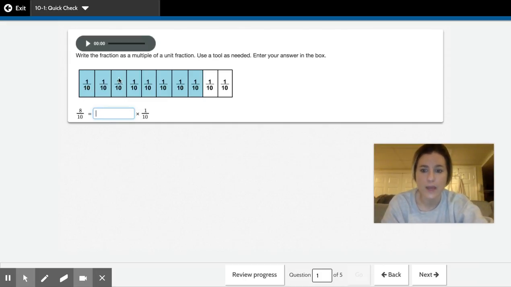So here we have tenths. And there are 1, 2, 3, 4, 5, 6, 7, 8 tenths highlighted. So it says 8 tenths equals blank times 1/10. Well, we have 1/10 times 8. 1/10 times 8 to get 8 tenths. Hope you get that one so far.